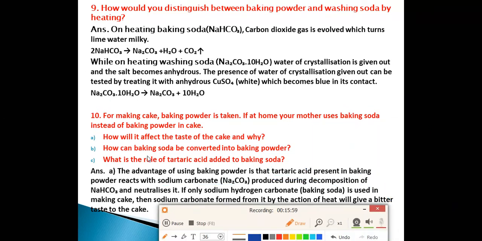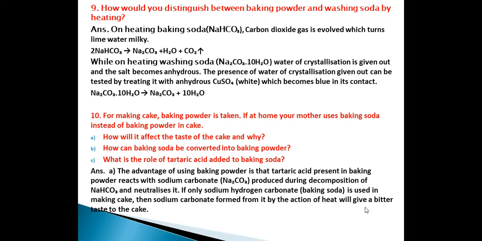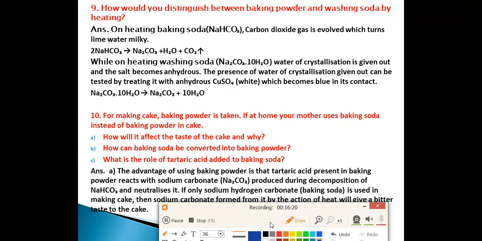Now the next question: how can baking soda be converted into baking powder? We can convert baking soda into baking powder by adding tartaric acid. Okay. What is the role of tartaric acid added to baking soda? So tartaric acid will neutralize sodium carbonate. It will neutralize sodium carbonate formed during the decomposition of baking soda.